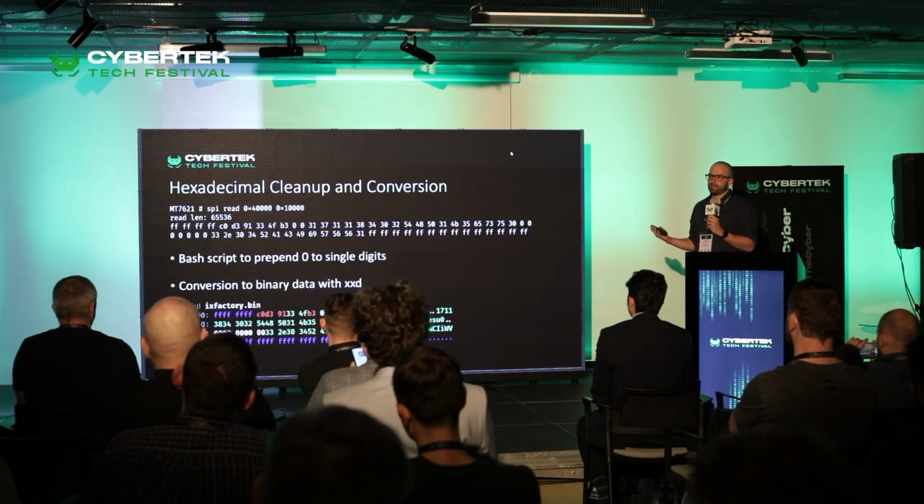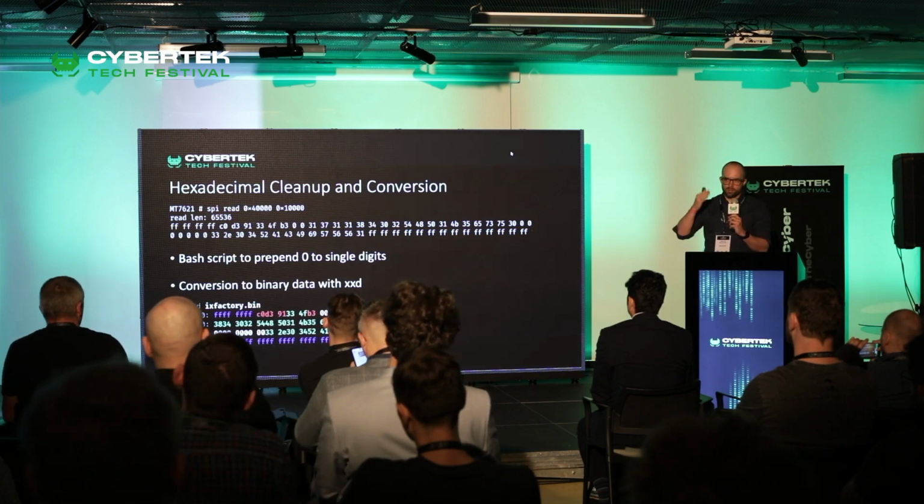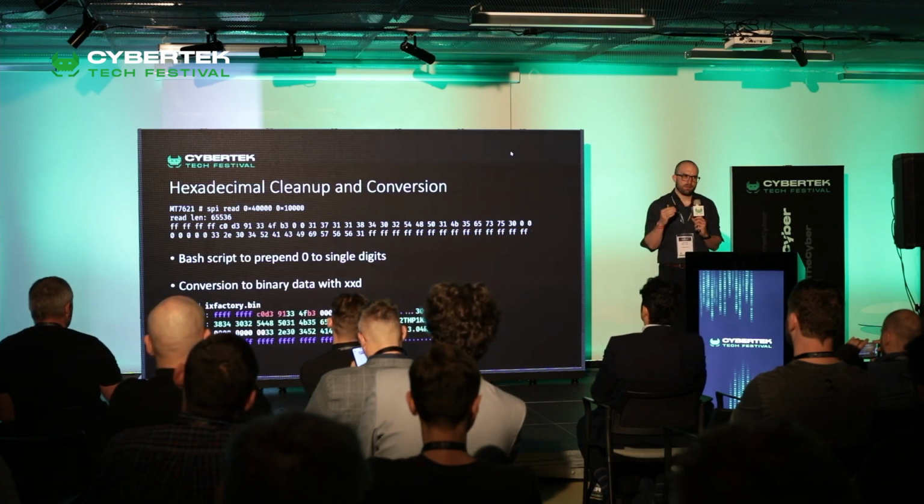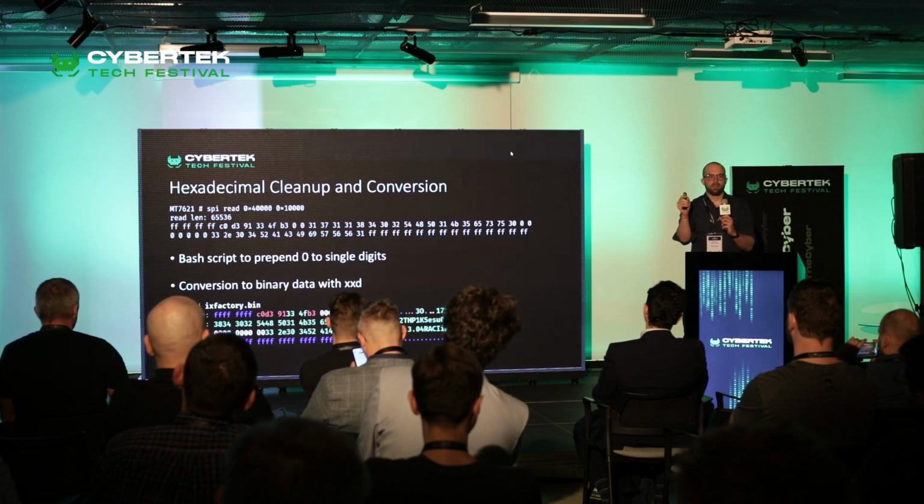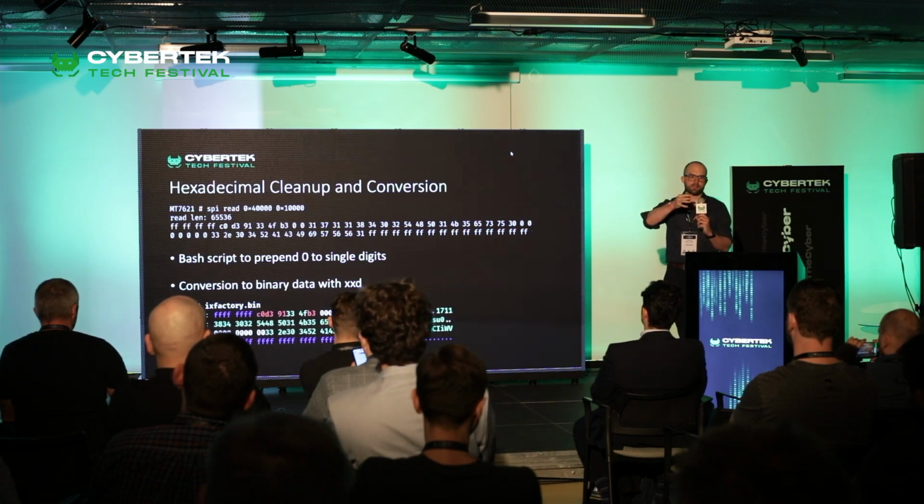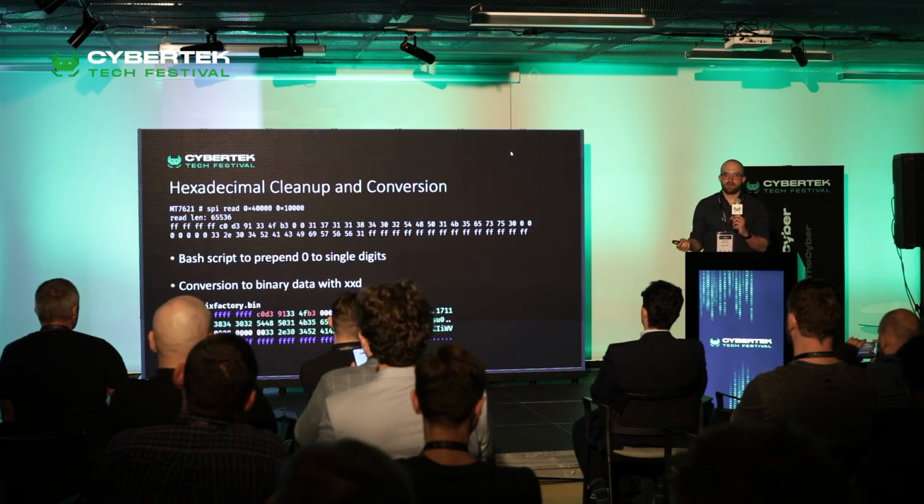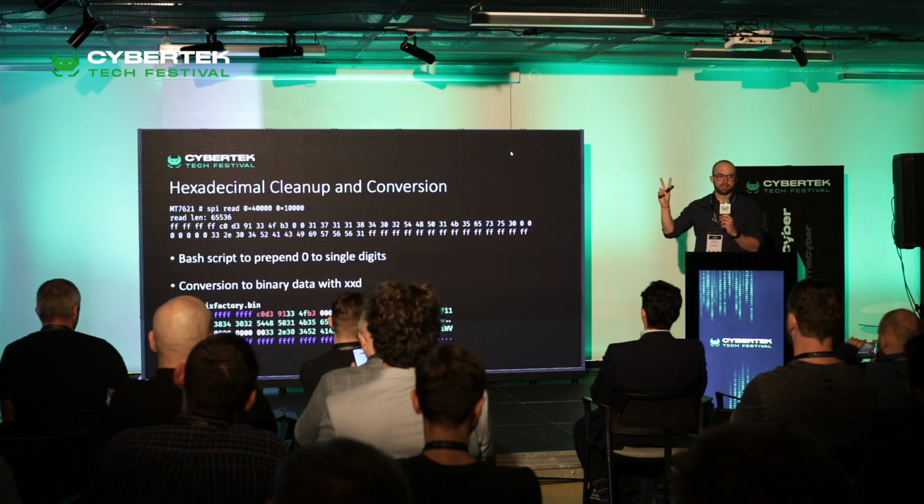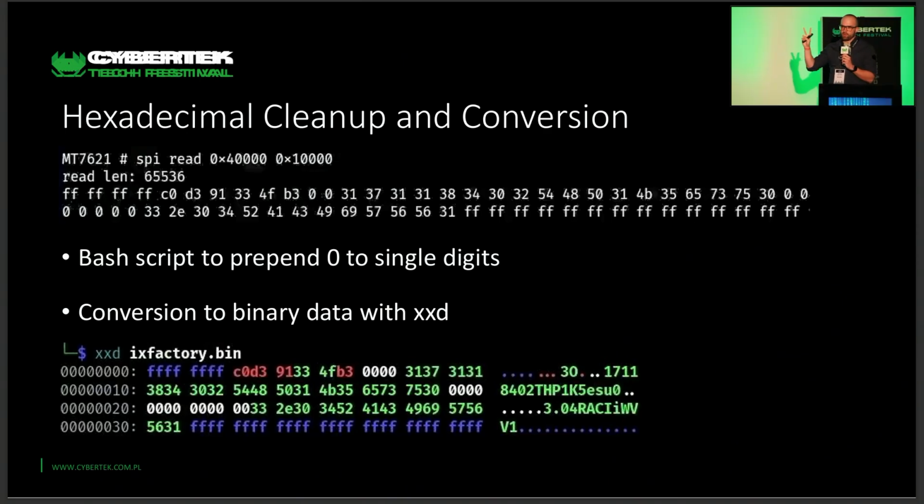So we write a very simple bash script to go through the data, and every time it finds a single hex digit, it puts a 0 in front of it to ensure that everything is represented by 2 hexadecimal digits. Once this is done, we can use another onboard tool of Kali Linux, XXD, to convert the text hex data back into binary data.